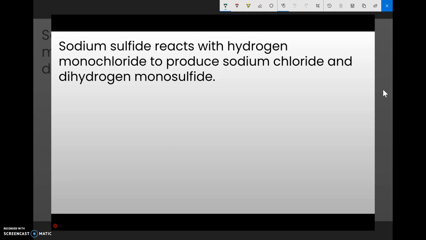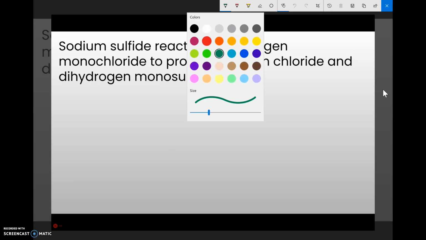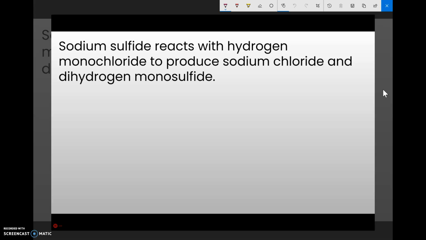Okay, this one, we have sodium sulfide. Reacts with our plus sign. Hydrogen monochloride to produce arrow, sodium chloride, and dihydrogen monosulfide.